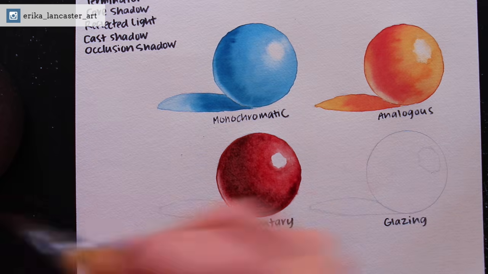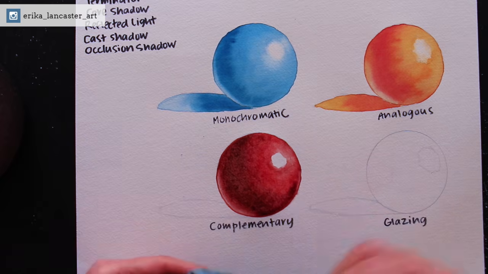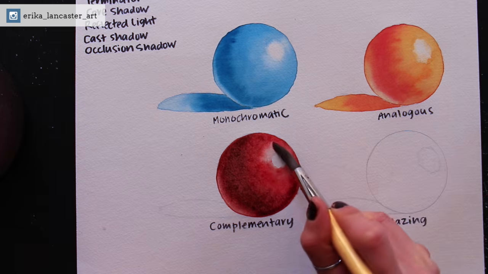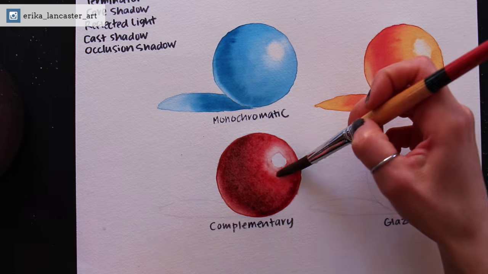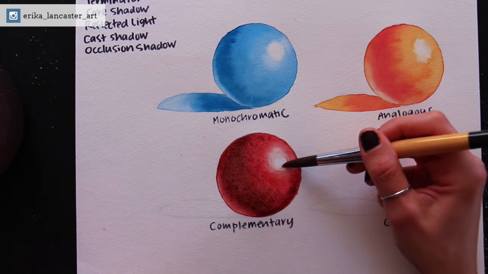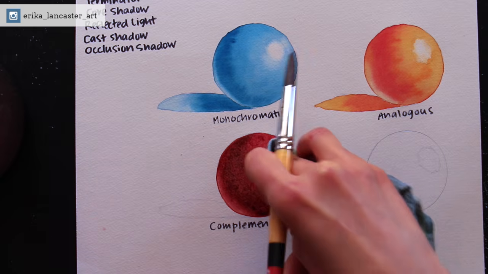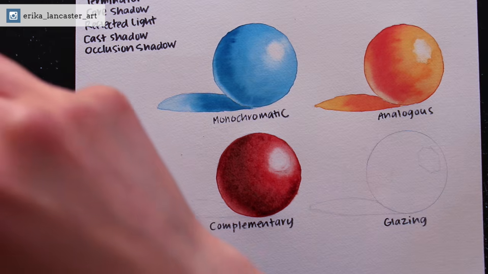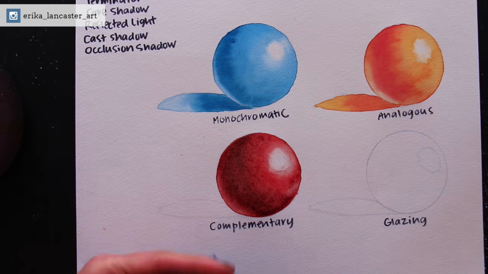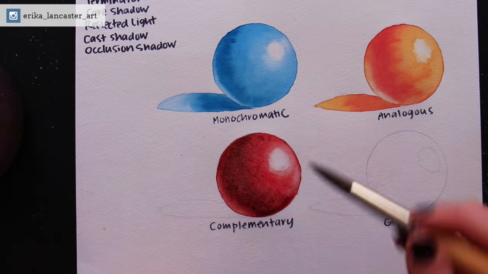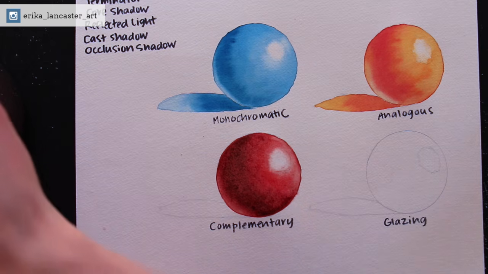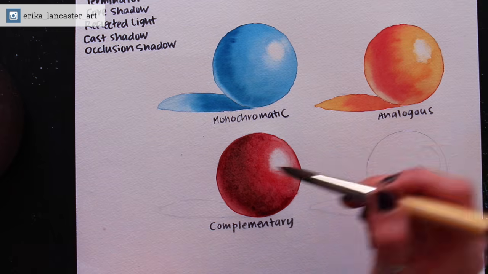Notice the range of values that I was able to develop in this sphere versus the range of values that I was able to develop in the analogous color sphere. Because I was able to create such a deep, rich, dark color by mixing together the two complementaries, in this case red and green, I was able to create very dark values. Whereas with the analogous color scheme, I was able to create a wide range of values, but I was only able to get so dark with just the red. Of course, that's going to depend on the pair of analogous colors that you choose, because if you choose a very dark blue, then you're probably going to be able to create darker values than what I did there.